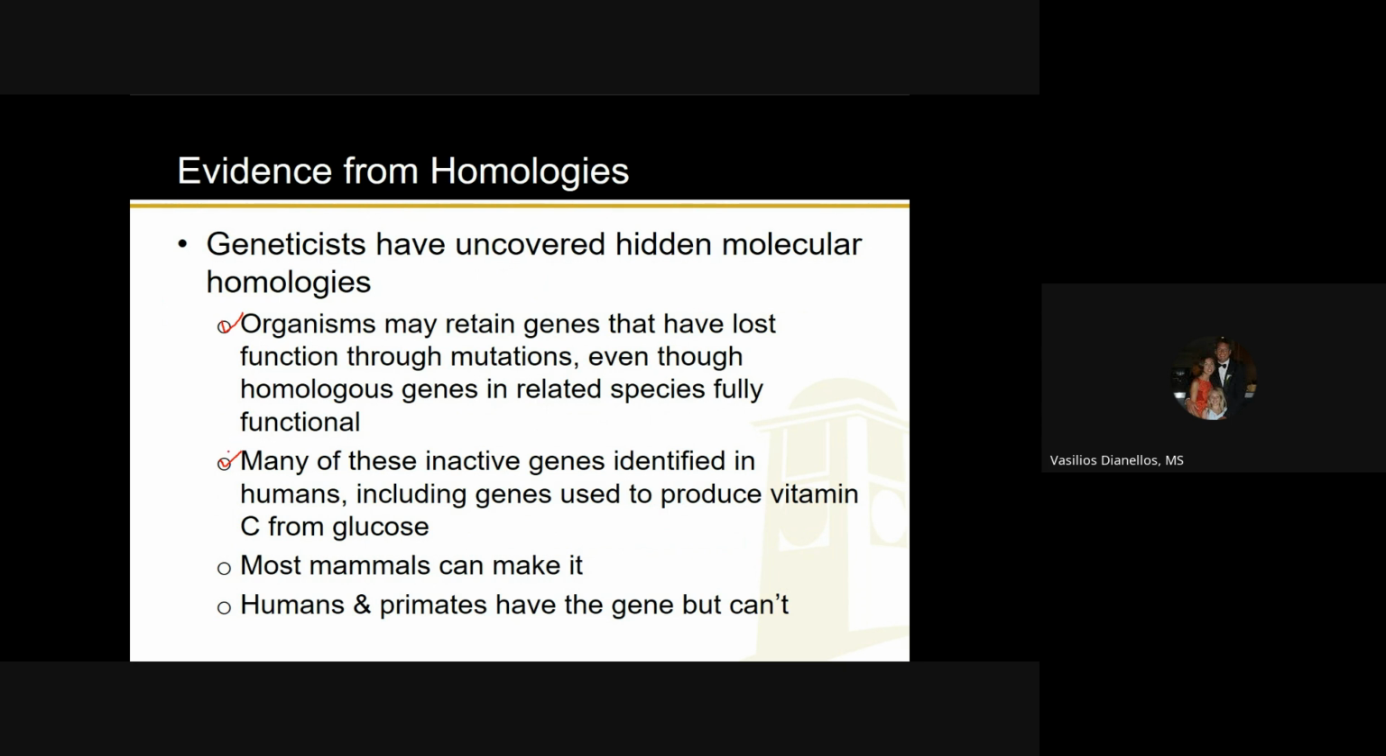The gene to make vitamin C, right? All mammals have it. Well, most mammals have it. Primates also have the gene, but our gene is broken. Therefore, we can't make vitamin C, right? But the gene is still there. Once again, great evidence of evolution. So, any questions about this slide?